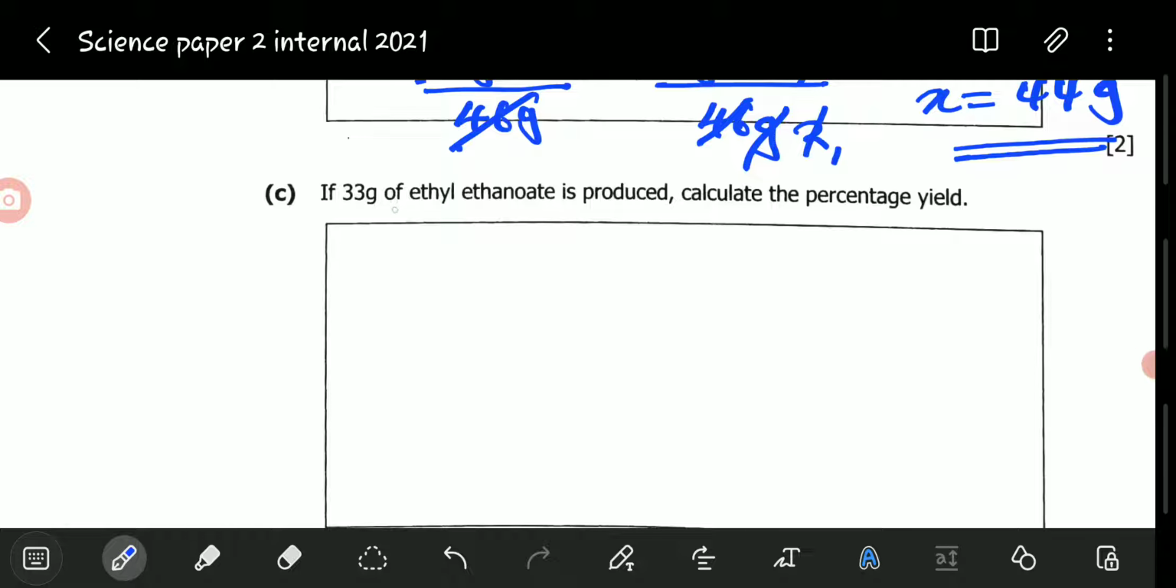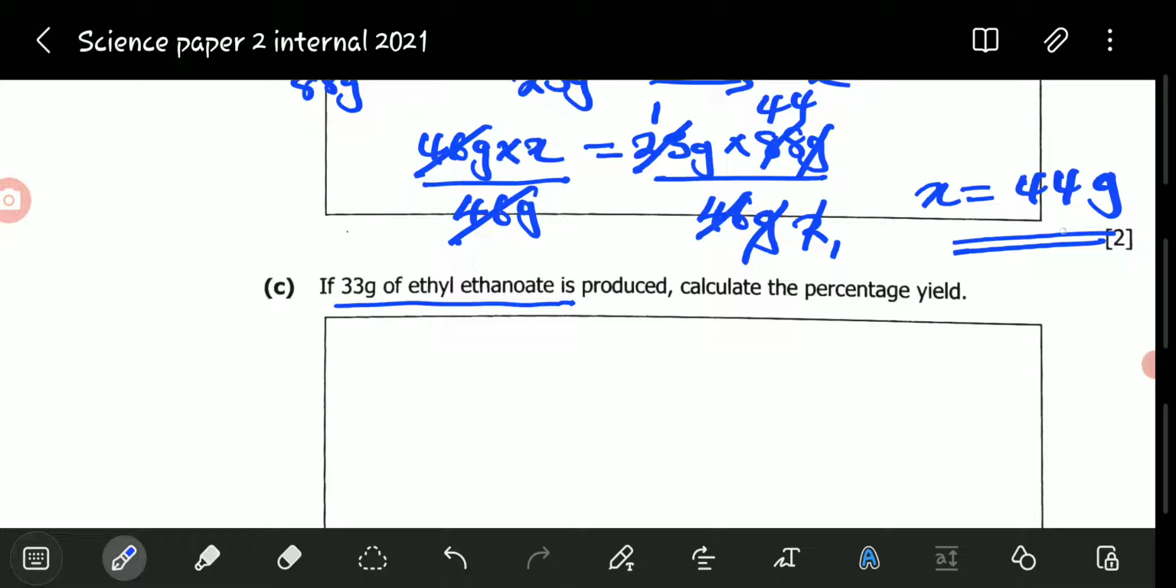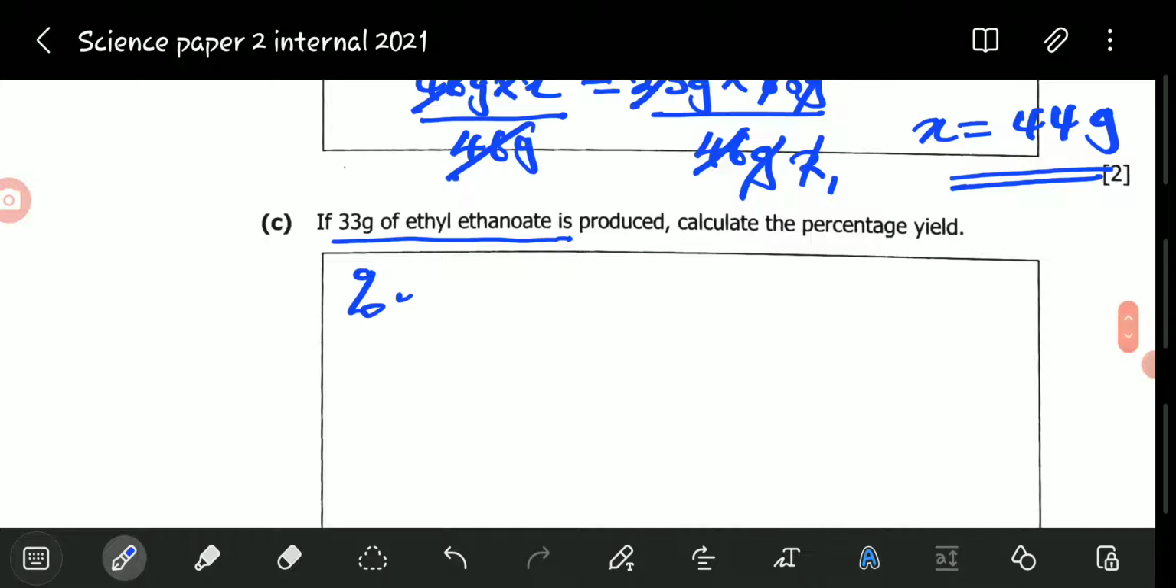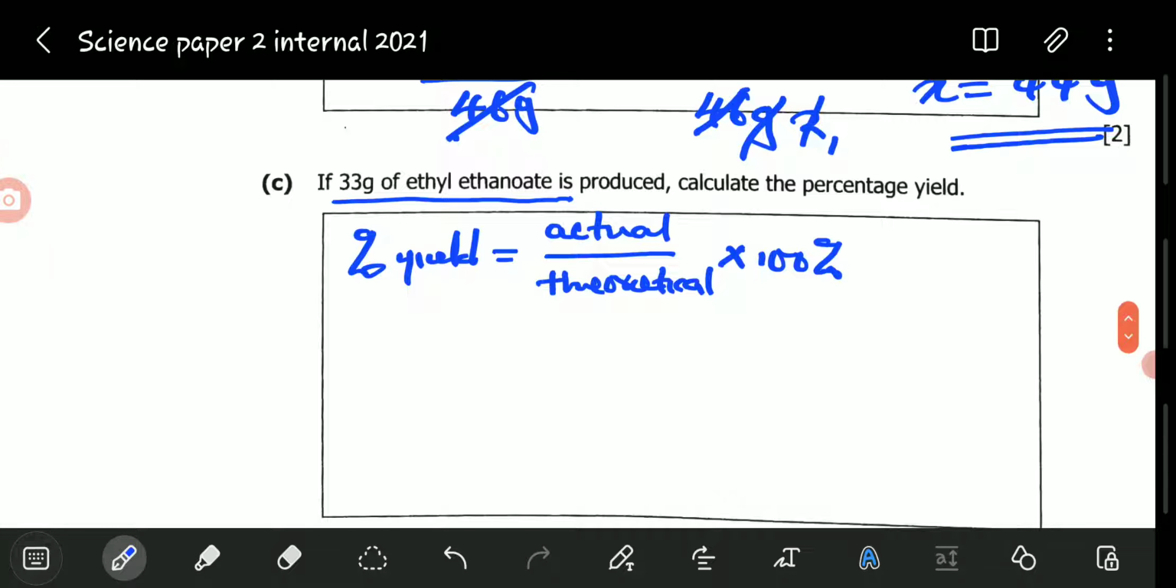Okay, we got to C. If 33 grams of ethyl ethanoate is produced, calculate the percentage yield. If 33 is produced, so this is what was actually produced from the actual reaction. We got 44 grams from a balanced chemical equation, but in real life 33 grams was produced. Now they want the percentage yield. So percentage yield is equal to actual yield over theoretical yield multiplied by 100%. So what is our actual yield? Our actual yield is 33 grams. Our theoretical is 44 grams. Okay, multiply this by 100%.